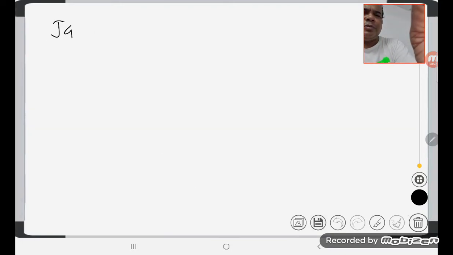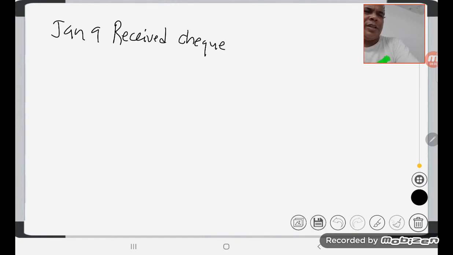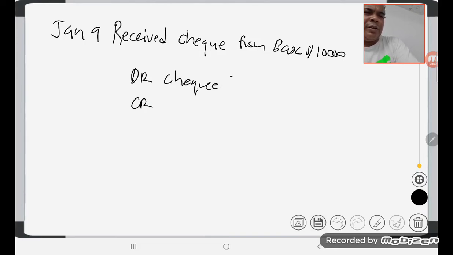January 9. Receive check from Bucks $10 million. Therefore, we debit what we are receiving, check, debit check, but we don't have that, we have to write down bank account, and then we credit Bucks. Very easy.